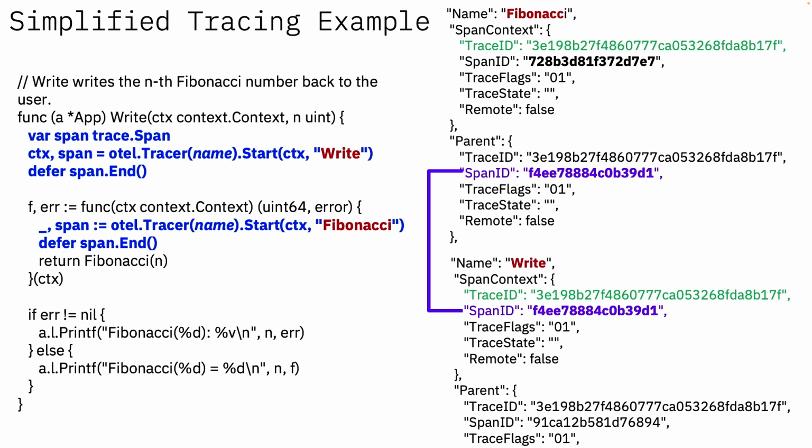And what's really neat is, you've got the Fibonacci span in the trace at the top, and it's telling you, but I've got a parent. There's more to me than meets the eye. I've got a parent, and if you check, that span ID for the parent matches the span ID for the write method. So this is how you can do distributed tracing and understand what calls were related, nested in other calls.